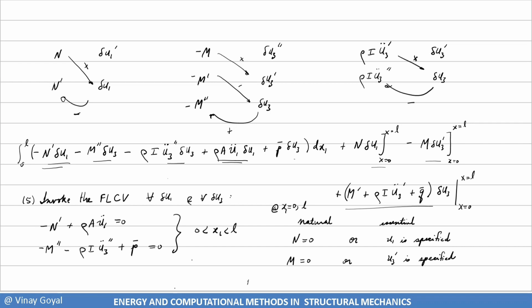and have m prime plus rho I u3 prime plus q bar is 0, or we have that u3 is specified. And let's double that. Okay, so this is what we get. And so now, these are the boundary conditions we get. And we have the governing equations, the boundary conditions, and all the variables depend on x1 and t alone, time domain. So that basically is what we get.